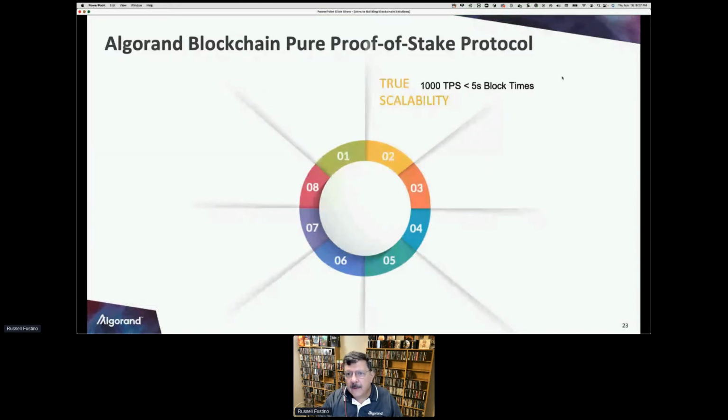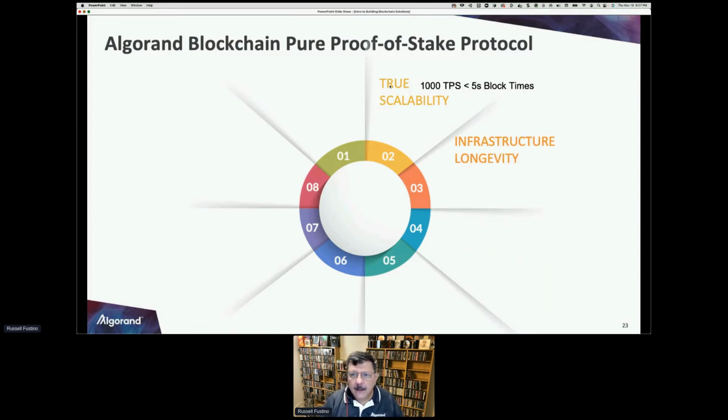So let's talk about the protocol, the Algorand blockchain pure proof of stake protocol. So this is what I was telling you about, where we burn blocks in less than 5 seconds. Also, it's got true scalability with over 1,000 transactions per second, and we're really looking at pegging about 40,000 transactions per second. So this is really going to be dwarfed by some really fast speeds.